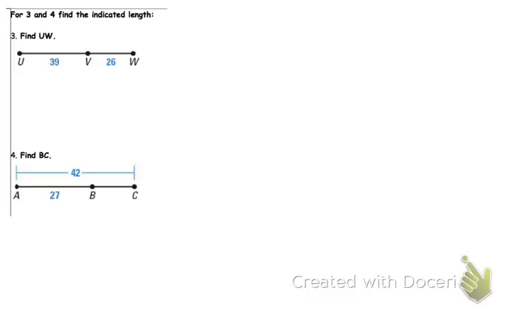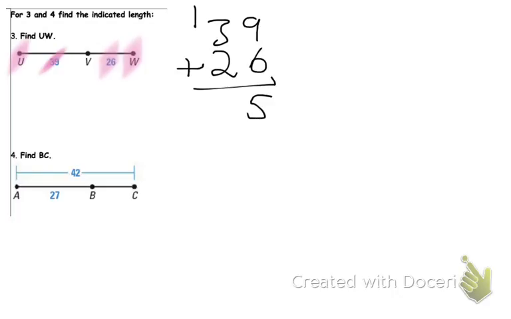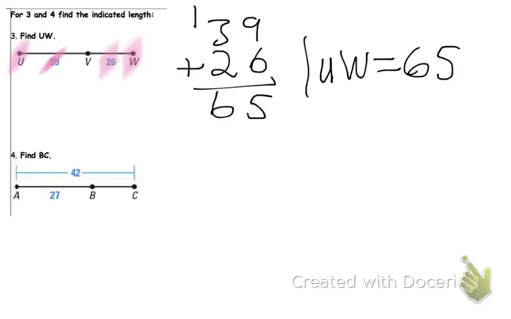Alright, next, for 3 and 4, find the indicated length. Find UW. So I find the 2 points U and W, and I'm trying to find out how far it is from U to W. And I can see that the distance from U to V is 39, and I can also see that the distance from V to W is 26. So looks like I just have to add 39 plus 26. So I'll do 39 plus 26, I get 15, carry the 1, 1 plus 3 plus 2, 6. So 65 would be my answer. So from U to W is equal to 65.